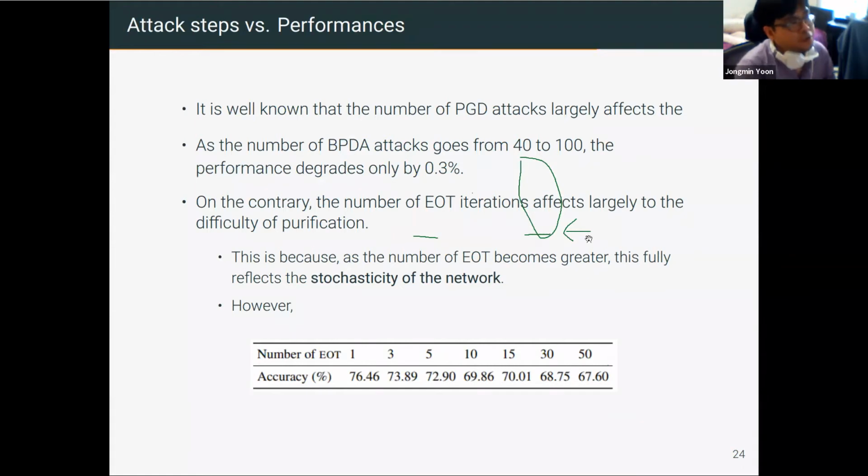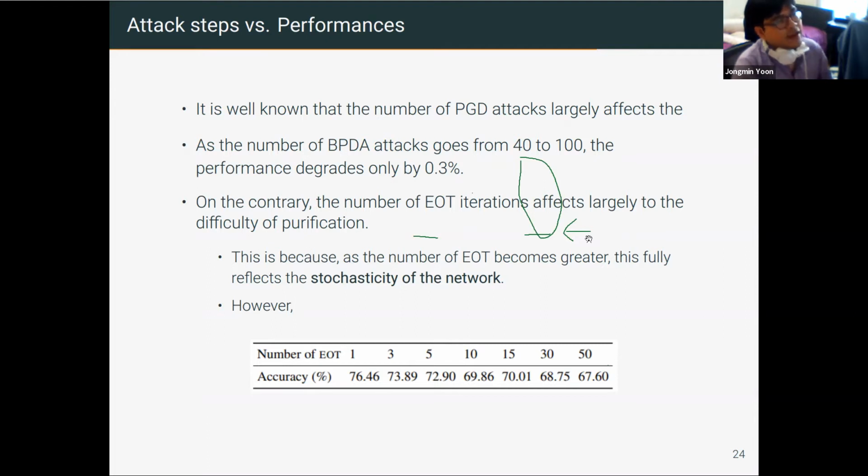It is well known that the number of PGD attacks largely affects the performance of the network. I verified the performance of the attacks within the BPDA attacks. As the number of BPDA attacks goes from 40 to 100, the performance degrades only by 0.3%.